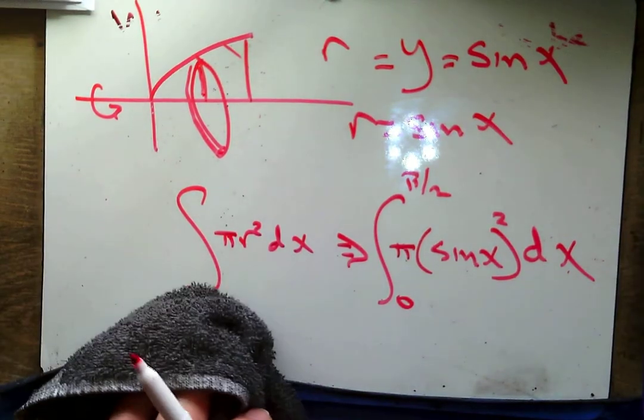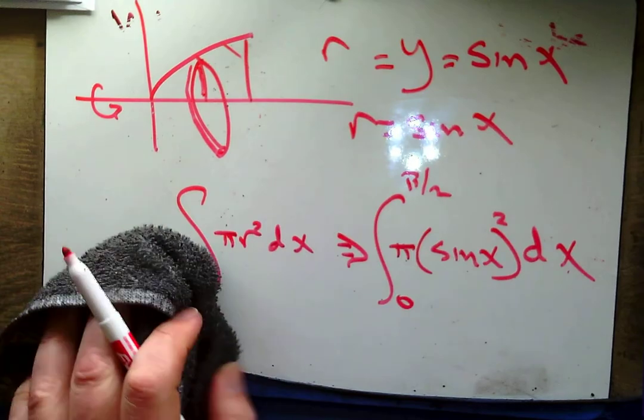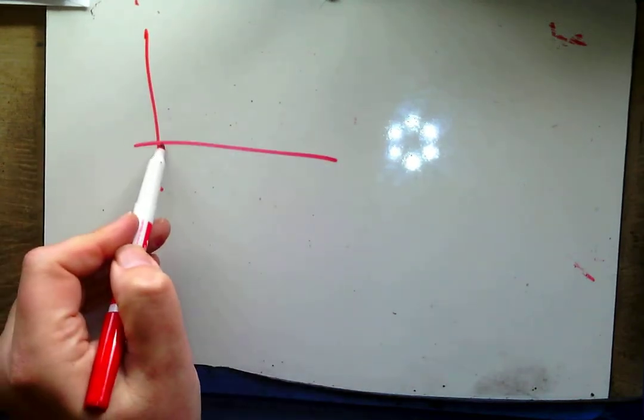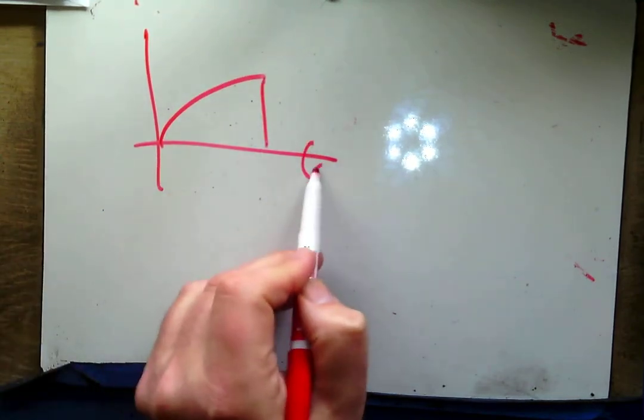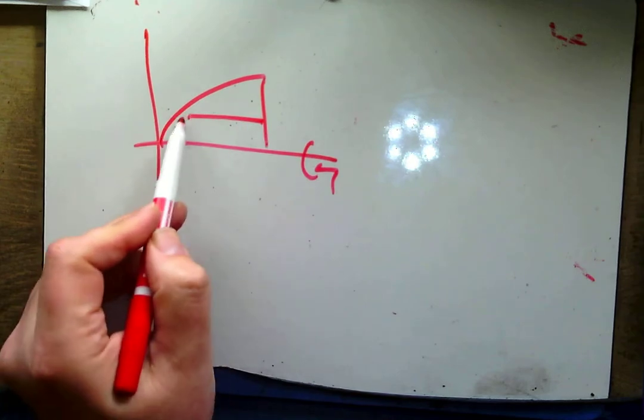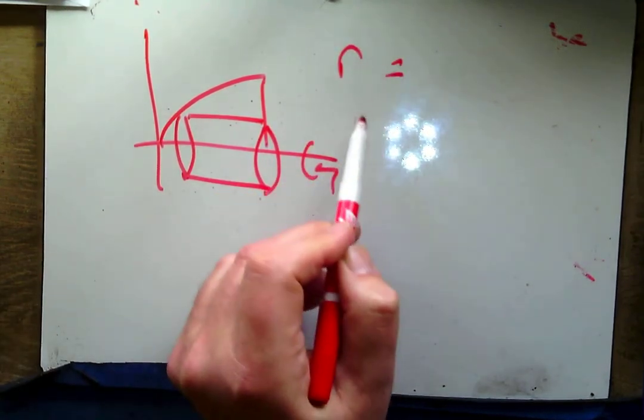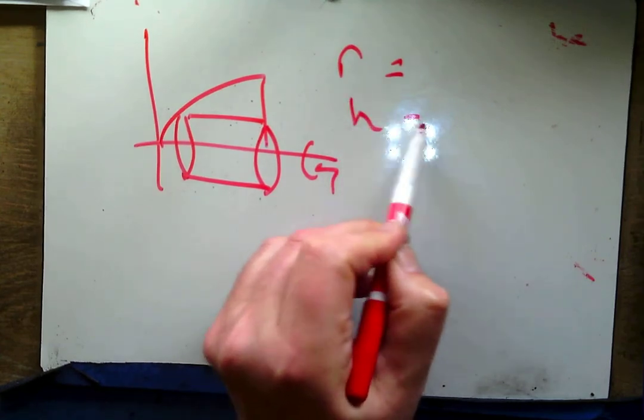Because otherwise it's going to be really hard. Okay, that was disks. Now let's take a look at rotating around the x-axis, but this time with shells. And when we do shells, we need to find a radius, and we need to find a height.